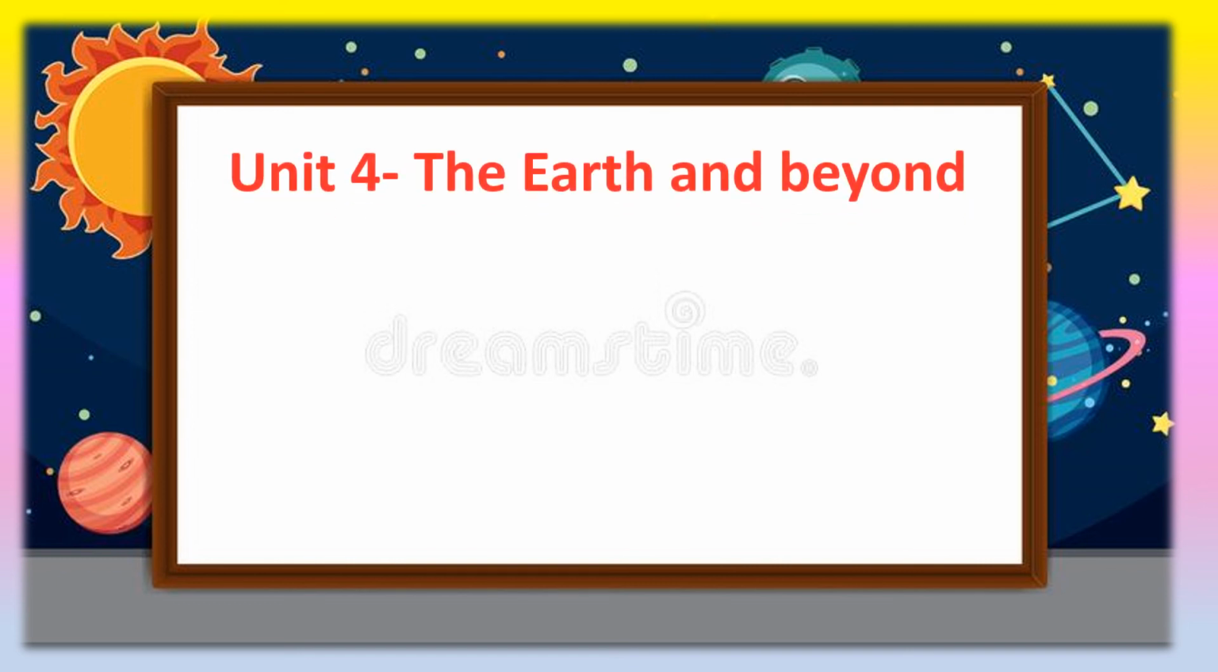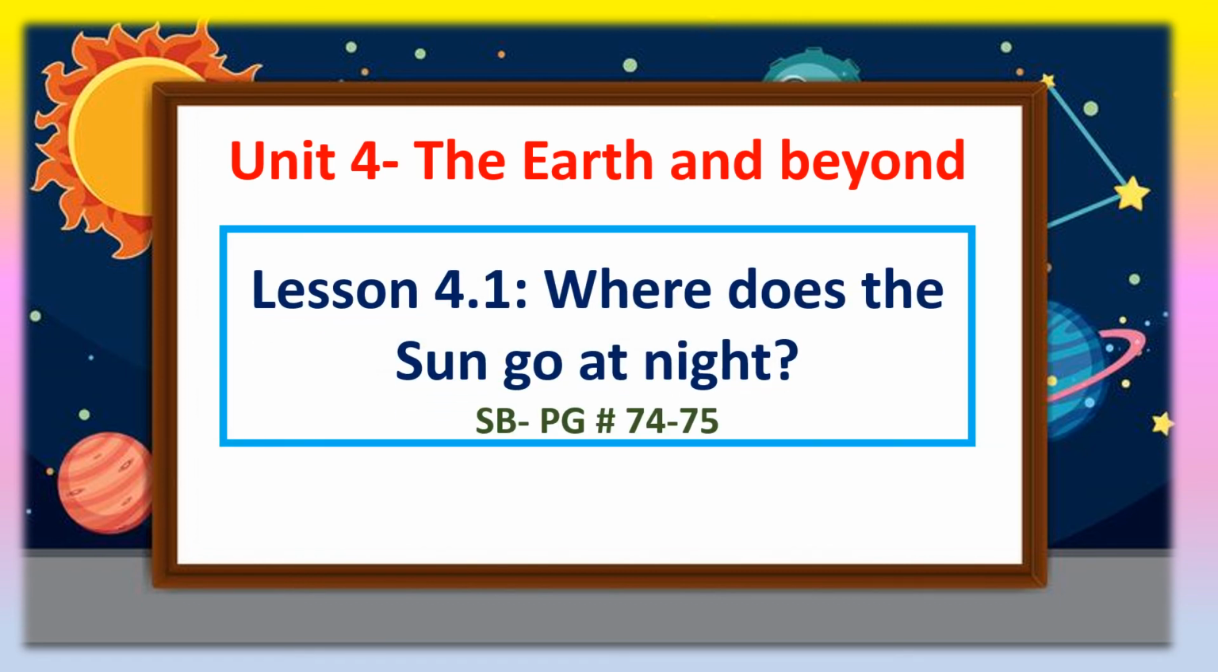Now, are you ready to learn our new lesson in Unit 4, Lesson 4.1? Where does the sun go at night? On your student book, it is on page number 74 to 75. Are you ready?